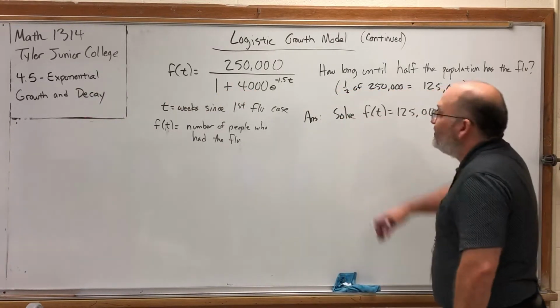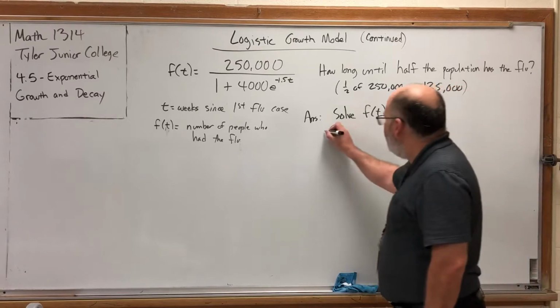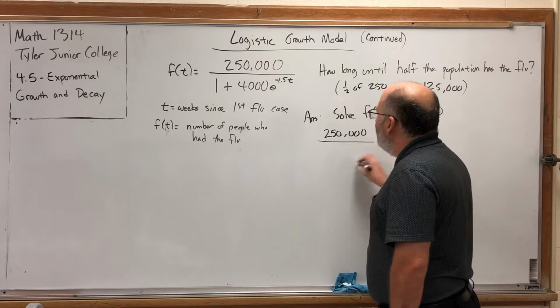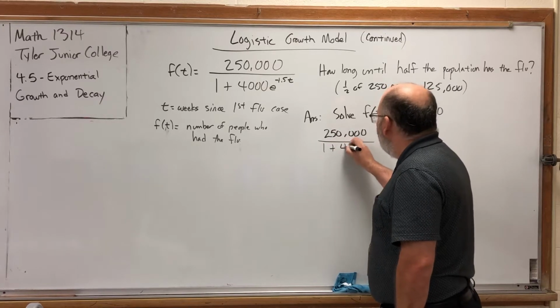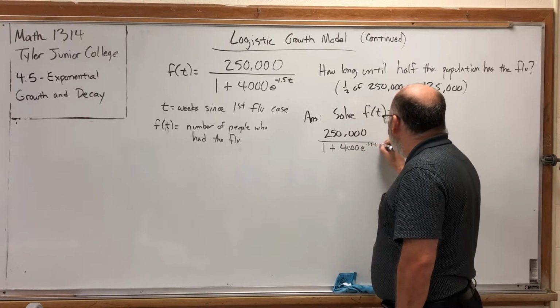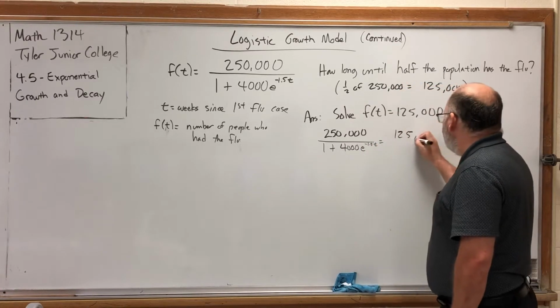All right, so let's solve this. My function looks like that: 250,000 over 1 plus 4,000 e to the negative 1.5t equals 125,000.